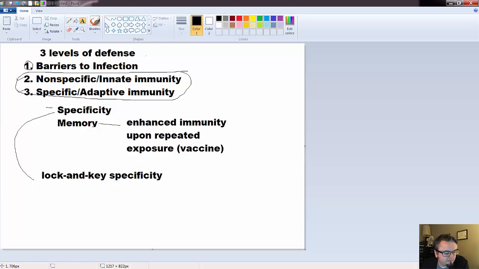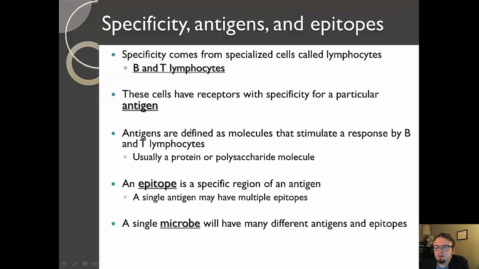And the way this applies here, sorry, I keep doing that, it pertains to the cells that we call lymphocytes, B and T lymphocytes, and how they interact with what we call antigens or epitopes. And I'll explain the difference here in just a second.